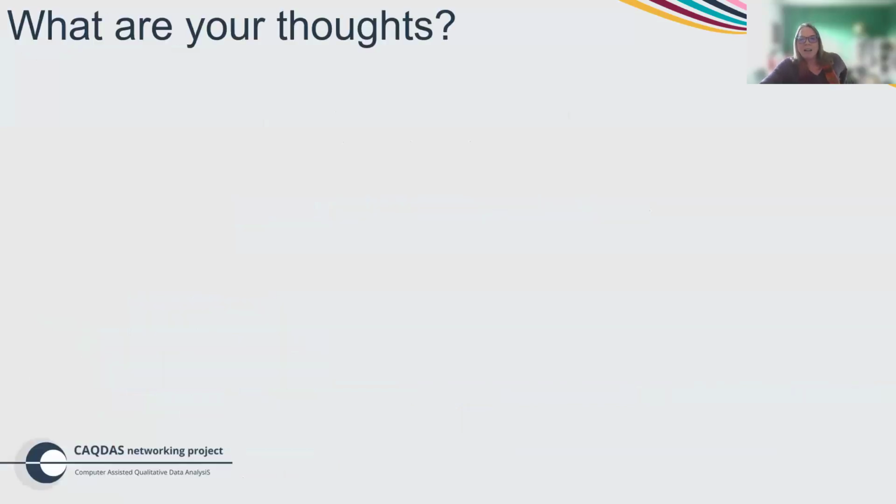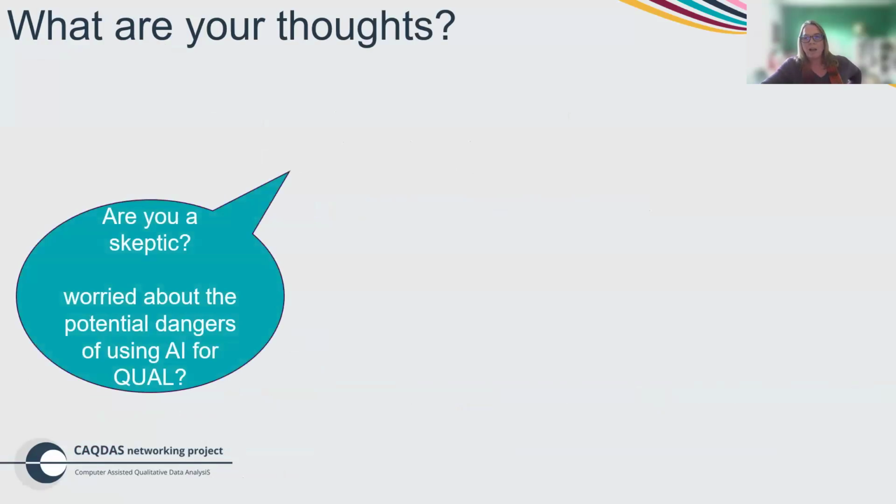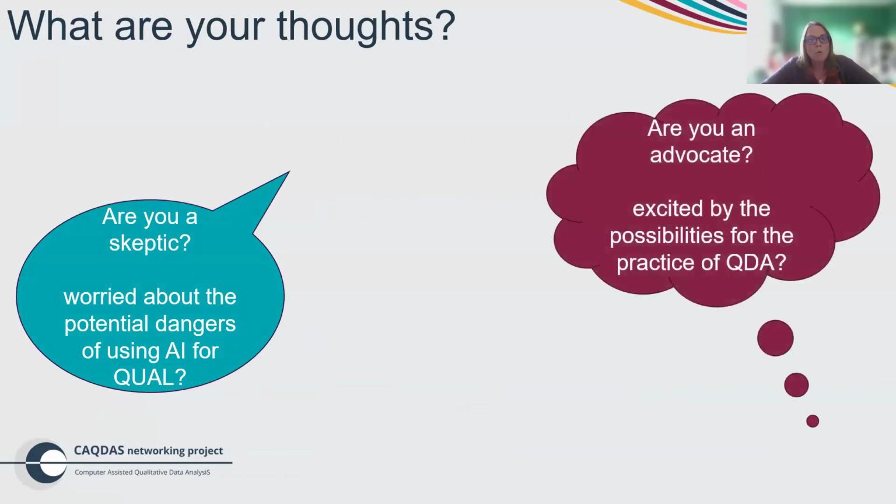And actually, I'd like to start off thinking a little bit about what your thoughts are. As I mentioned earlier, this topic of AI in qualitative research is quite a divisive topic, actually. There's quite a lot of strong feelings. So I'm interested to know whether you're skeptical about using AI for qualitative research. Maybe you're worried about some of the potential dangers of doing that, or maybe you're really keen. Maybe you've already been using these tools. Maybe you're an advocate. You're really excited by the possibilities for the practice of qualitative research and qualitative data analysis.